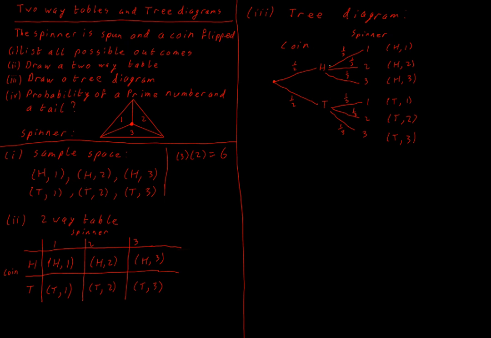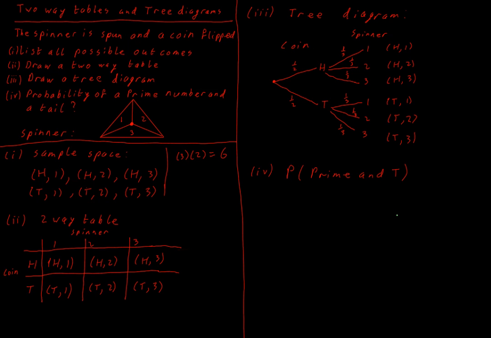But this can be very helpful for figuring out more complex situations, and this can be very helpful for not missing any possible outcomes. So let's look at our last idea here. It's a probability question. What is the probability of a prime number and a tail? So what's the probability of a prime? I'm going to write this in probability notation type language. So P for probability, open a bracket, prime, and a tail. T for tail.